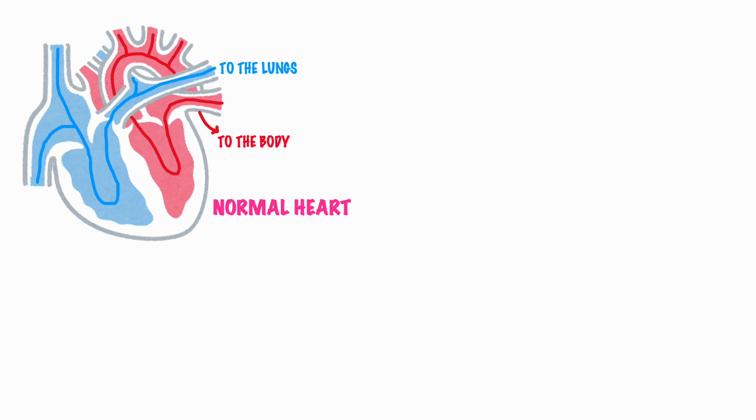In the normal heart, oxygenated blood from the lungs returns to the left atrium, then goes into the left ventricle, and then is pumped out of the aorta to the body. Deoxygenated blood is returned to the right atrium via the inferior and superior vena cava, moves into the right ventricle, and then to the lungs for gaseous exchange.